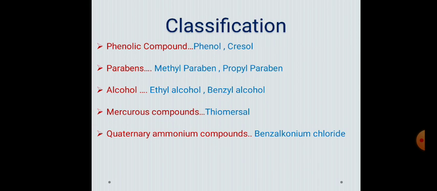So preservatives are classified into 5 types. They may be phenolic compounds, example phenol and cresol. They may be parabens, methyl paraben and propyl paraben. They may be alcohols, ethyl alcohol and benzyl alcohol. They may be mercurial compounds, example thiomersal, and quaternary ammonium compounds like benzalkonium chloride. These are the 5 types of preservatives.